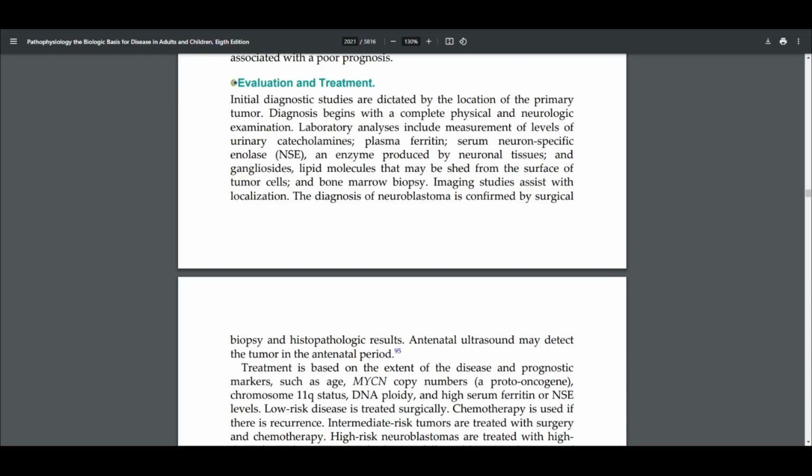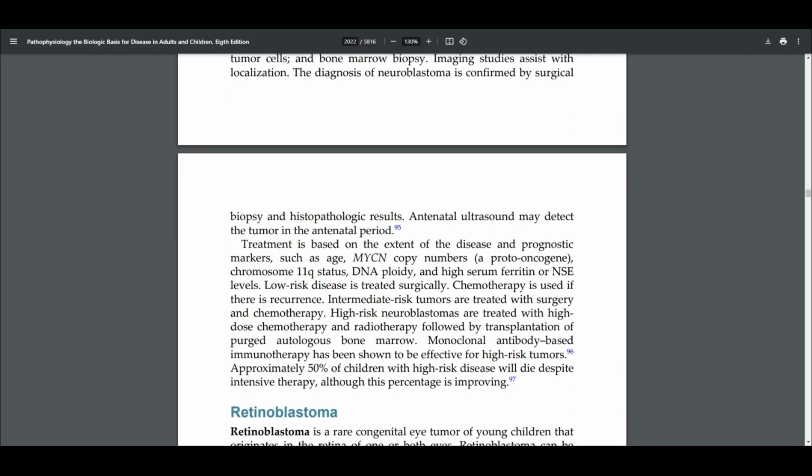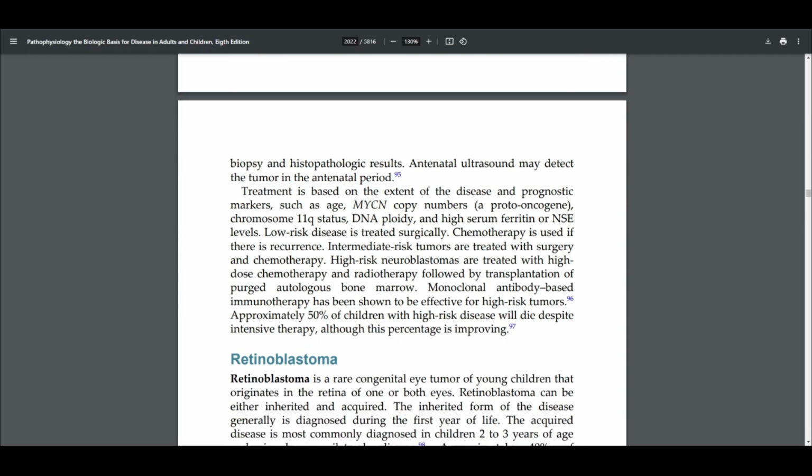Imaging studies assist with localization. The diagnosis of neuroblastoma is confirmed by surgical biopsy and histopathologic results.